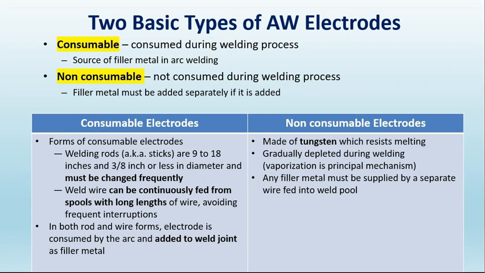And there are two basic types of arc welding electrodes. The first is the consumable electrode, which is consumed during the welding and becomes the filler. And the other one is the non-consumable electrode. Usually the non-consumable electrode is made of tungsten, and usually it will deplete. And usually for the non-consumable electrode, there is another filler metal added to the process.